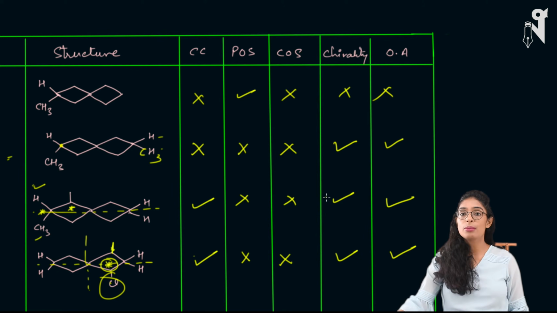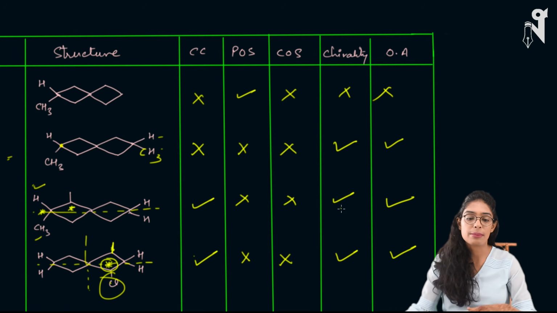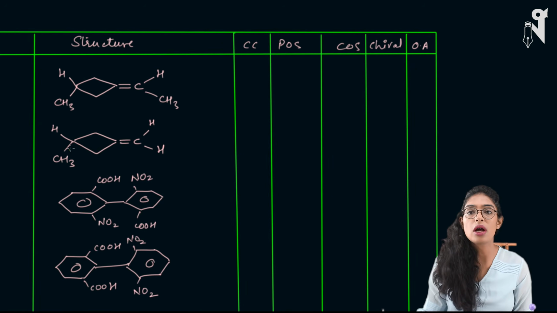Let's try out a few more remaining questions. The cases which we've already seen in geometrical isomerism, the same cases I'm repeating in optical isomerism to figure out whether optical activity is present in these compounds or not. So let's see the next few examples. So now let's discuss.